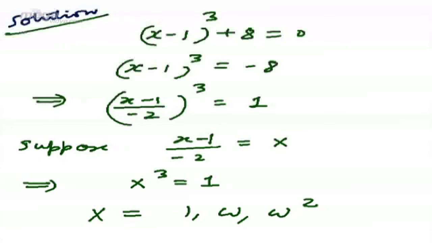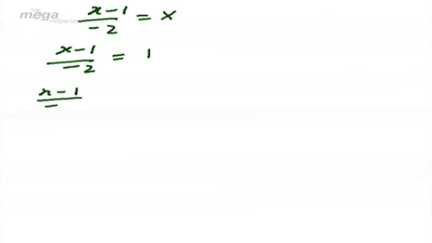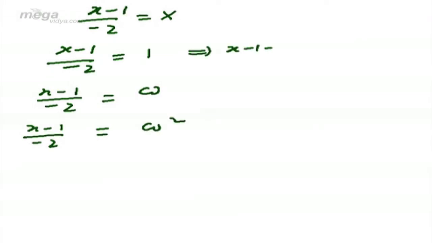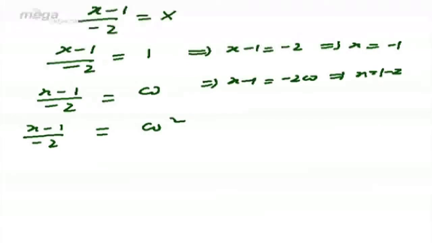But here capital X is equal to (x minus 1) by minus 2. So (x minus 1) by minus 2 will be equal to 1, (x minus 1) by minus 2 will be equal to omega, and (x minus 1) by minus 2 will be equal to omega square. You can write it like this, that is x minus 1 is equal to minus 2, so x is equal to minus 1. Then x minus 1 is equal to minus 2 omega, so x will be equal to 1 minus 2 omega, and x minus 1 is equal to minus 2 omega square, so x will be equal to 1 minus 2 omega square.